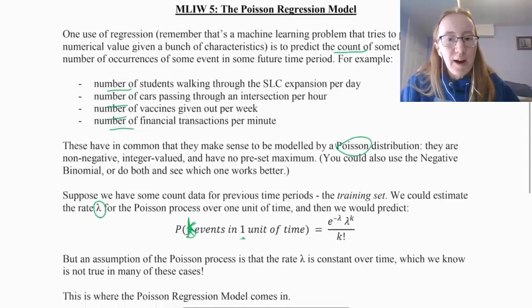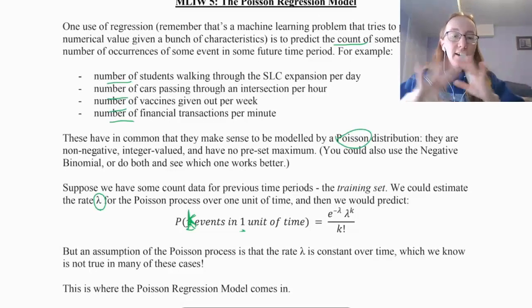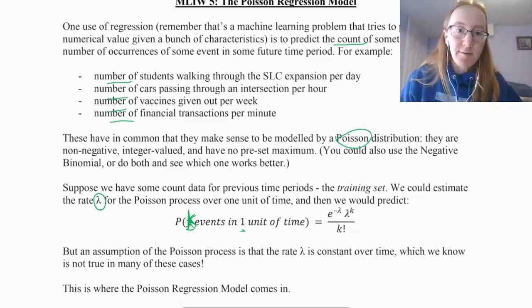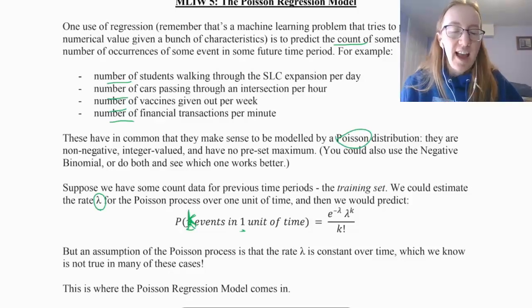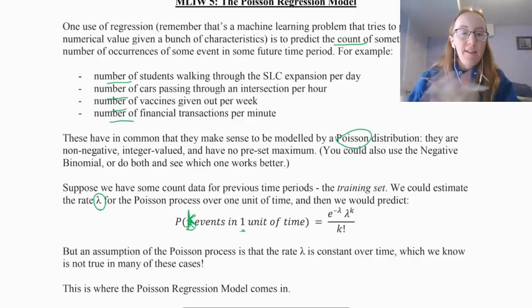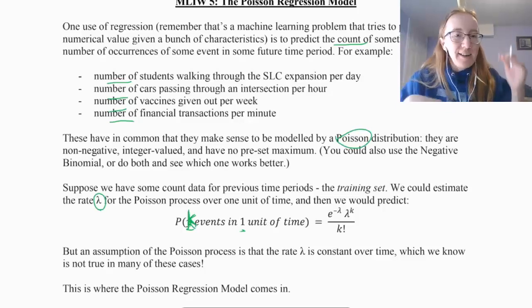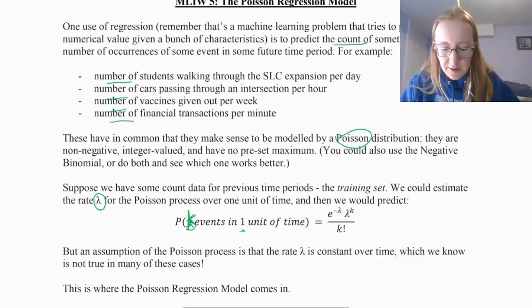So this is where the idea of the Poisson regression model comes in. We want to take this idea of a very simple Poisson model with a constant rate, which is the one that we deal with in this course, and add the machine learning element to it about regression, where we want to take some characteristics of the objects, of the days that we're trying to predict, and then use that to influence what our prediction is going to be.